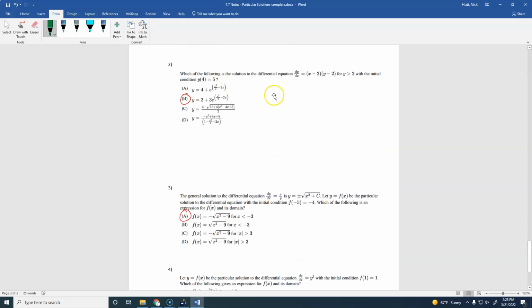All right, so for 2, you've got dy over dx equals x minus 2, y minus 2. So you multiply both sides by dx. And then you need to get rid of that y minus 2, so you divide both sides by y minus 2. Like that. So that's going to give us dy over y minus 2 equals x minus 2 dx.